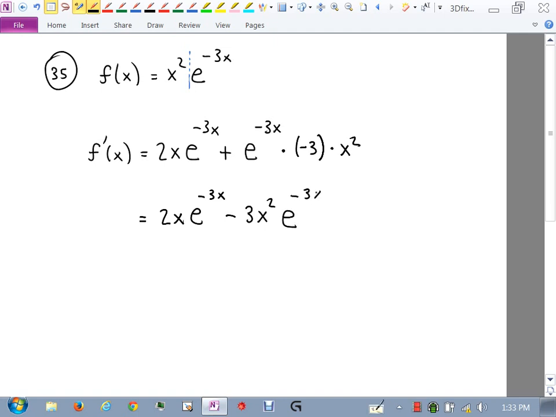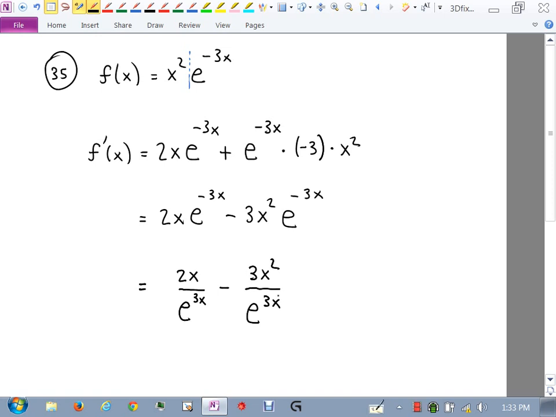The next step, I'm just cleaning this up a little bit so that I can get a nice visual of what's happening here. Remember I said I don't like negative exponents? Both of these are negative exponents, so I could drop that down and rewrite it as 2x over e to the 3x minus 3x squared over e to the 3x.